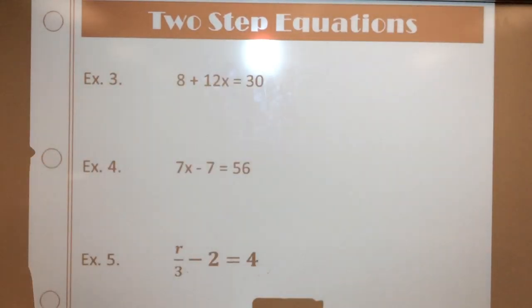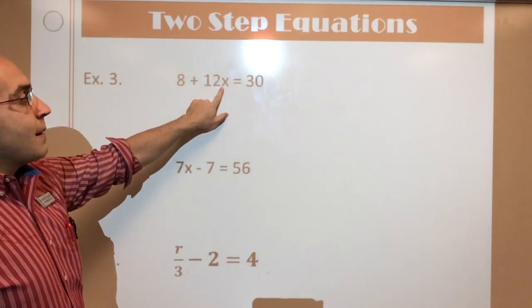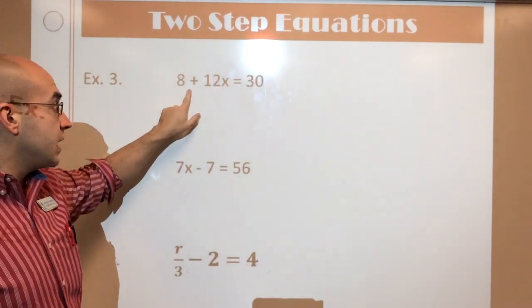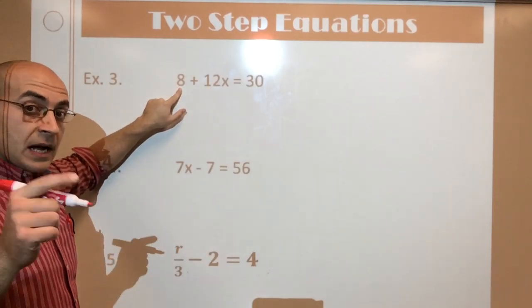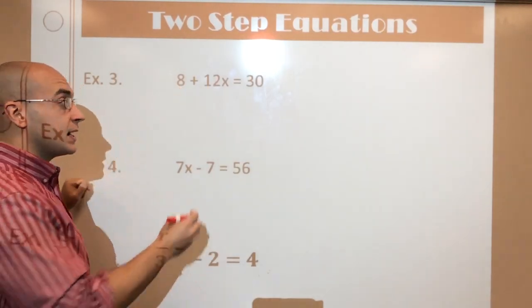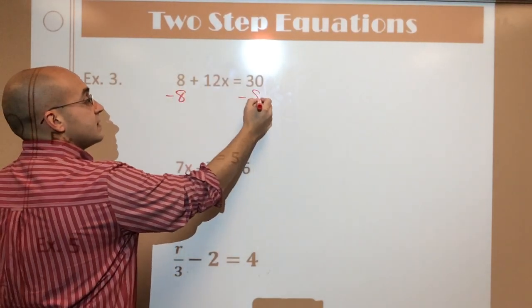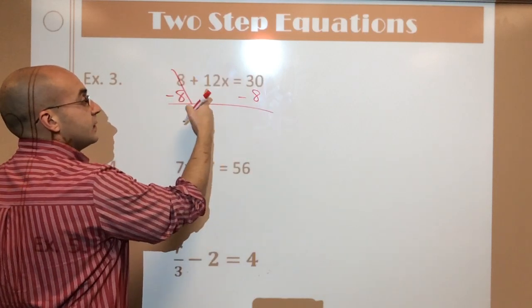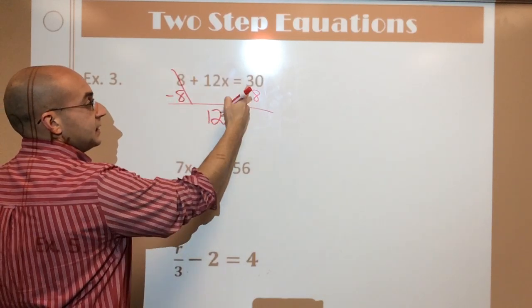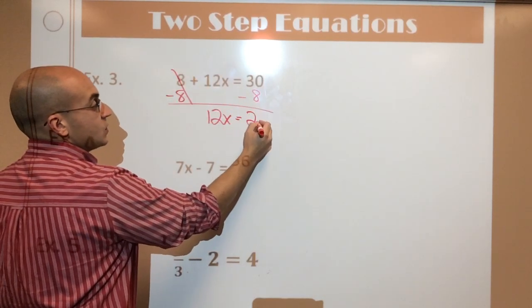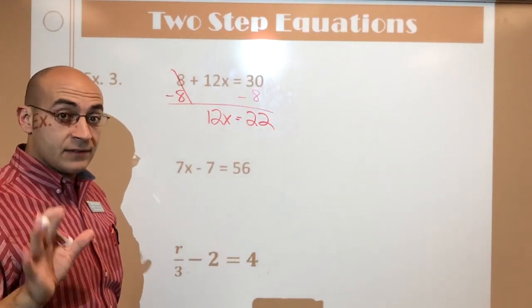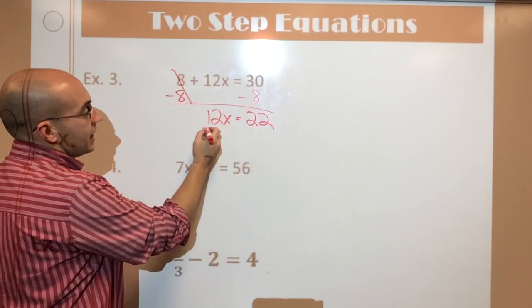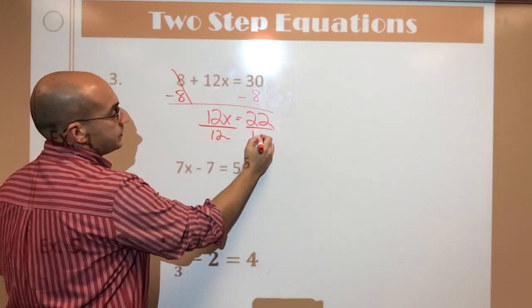Okay. Example 3. Remember, we didn't do anything with the x first. We've got to eliminate whatever is kind of hanging out. So this is a positive 8. You got it. I've got to do the opposite, which is subtract 8. Subtract 8 on both sides. I'm left with here 12x, and 30 minus 8 is going to give me 22. So I'm going to have a weird kind of a number here. It's okay, right? Leave it as a fraction if you want to. I'm going to divide by 12 on both sides.